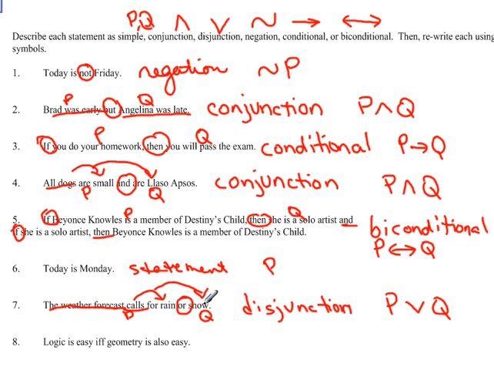Finally, number 8, logic is easy, IFF geometry is also easy. IFF is not a typo. It means if and only if. That is the biconditional. That's the short way to write the biconditional. Again, we're going to say P double arrow Q, P being logic is easy, Q being geometry is also easy.